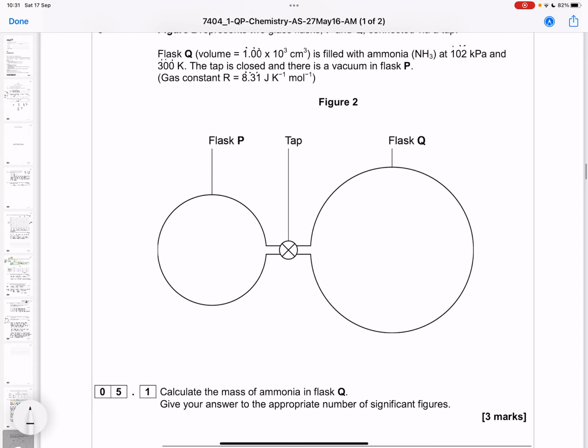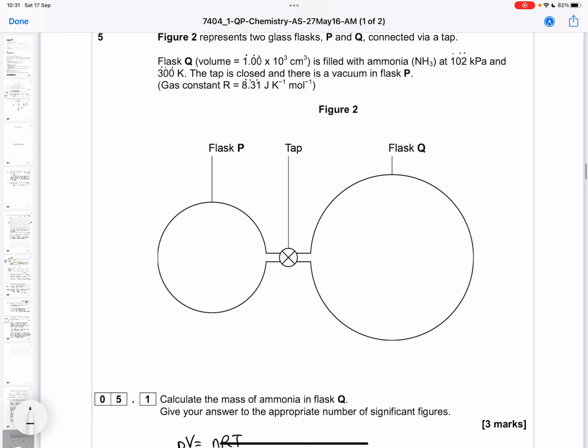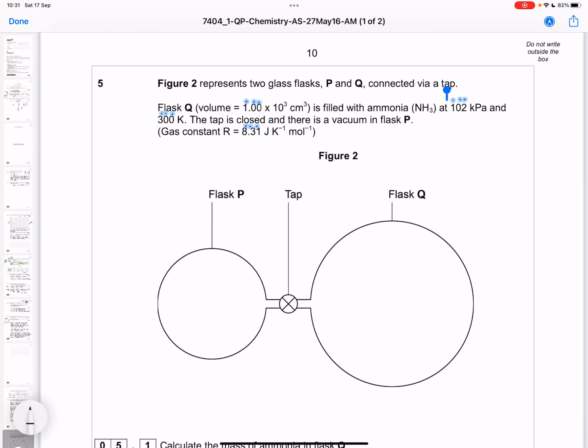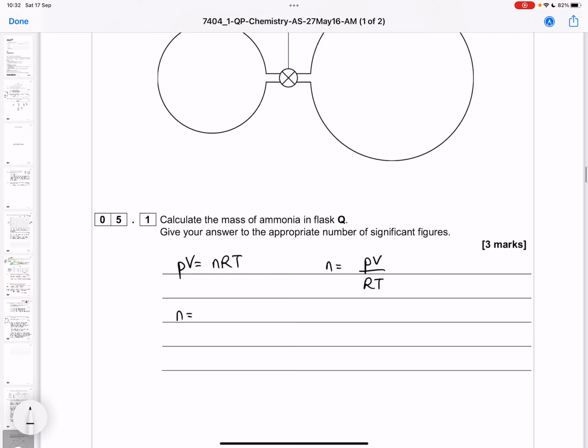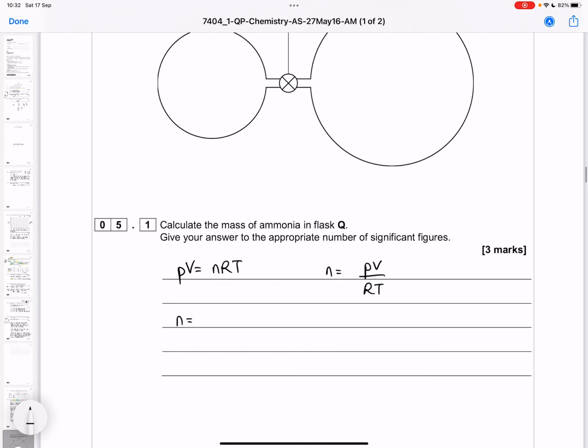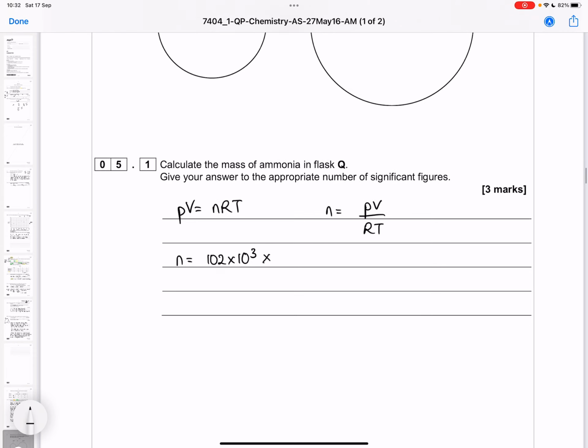Now we've been given all these numbers and the gas constant. We've clearly been asked to use PV equals nRT. We need to rearrange that because we're trying to find mass. So to find mass, what we're going to do first is find moles by rearranging to PV over RT. And then we need to put everything in the correct unit. So pressure, 102 kilopascals, needs to go into pascals. Volume, 1 times 10 to the 3 centimetres cubed, needs to go into metres cubed.